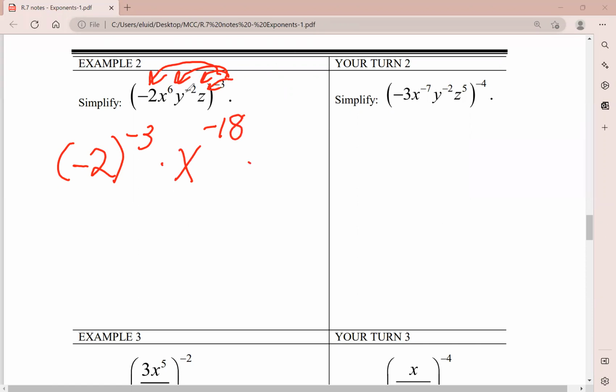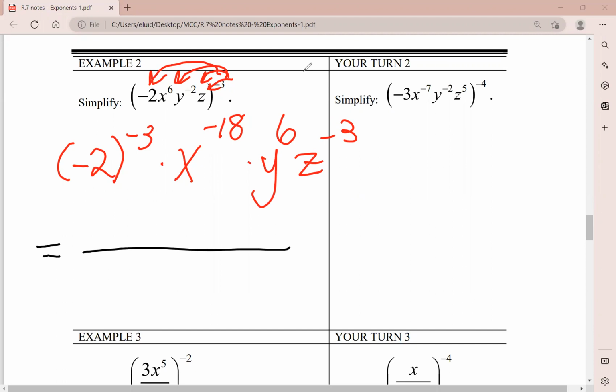And then y to the -2 raised to the power of -3, that now becomes y to the +6. And then we have z to the -3. Okay, so we have 4 different letters or numbers here. 3 out of 4 now have this negative exponent applied to them. So let's rewrite this expression as a fraction.